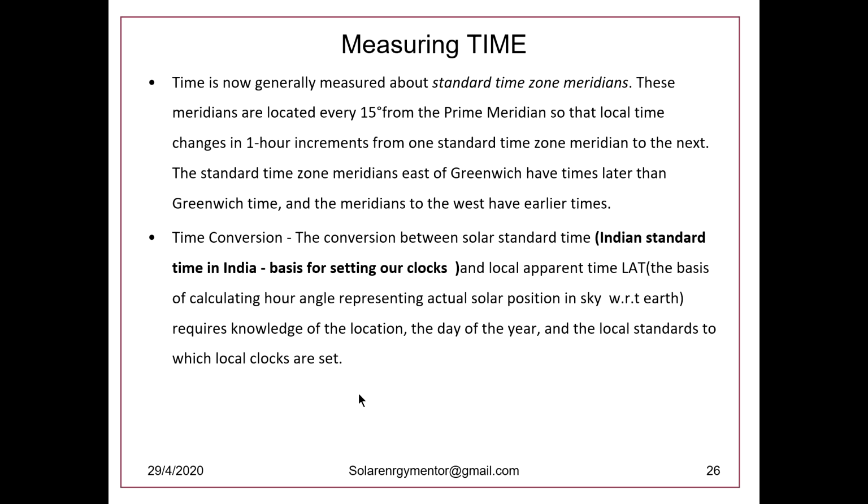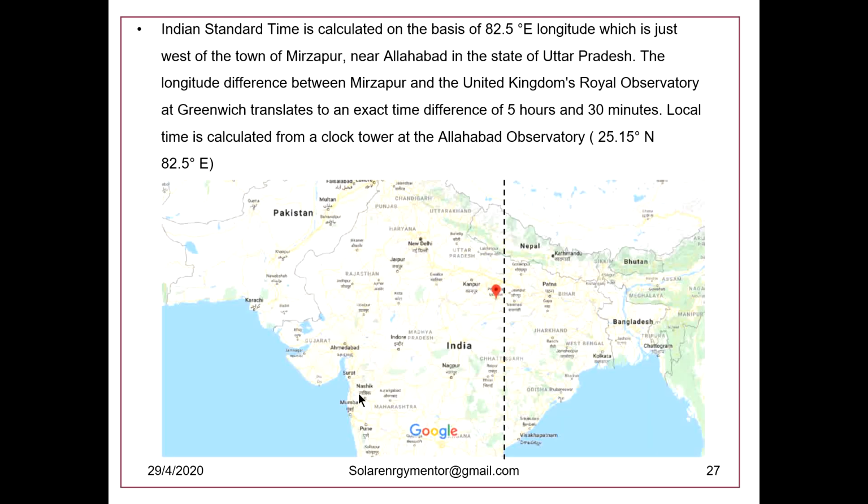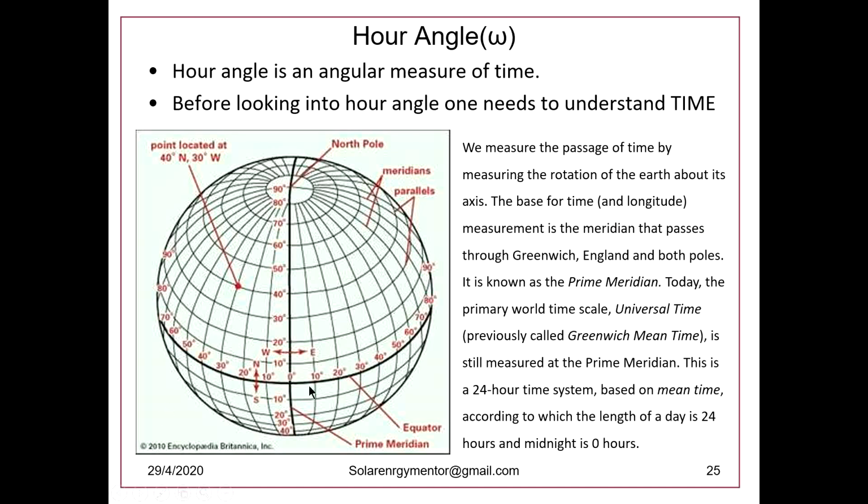The standard time zone meridians east of Greenwich have times later than Greenwich time, and the meridians to the west have earlier times. I will explain this with an example. So this is the Greenwich location, and we are on the eastern side of Greenwich Mean Time. So we are ahead of time. Suppose our clocks show 11:30 in the morning. Then Greenwich Mean Time will be lesser than it.